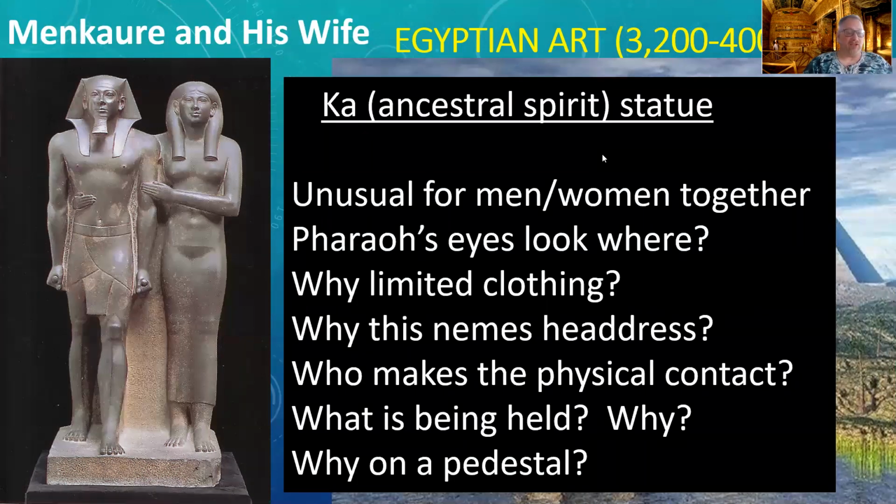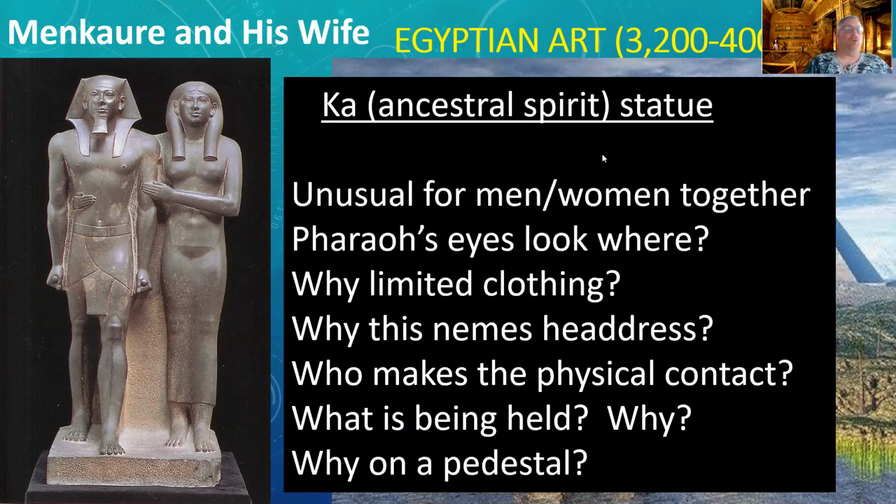Because remember, hieratic scale, or hierarchical scale, means we're all roughly the same size. Note the woman's almost the same height as the man. So the woman is equal to the pharaoh. So really, this is an equivalent relationship. It is unusual for men and women to be shown together. We should answer the question why.